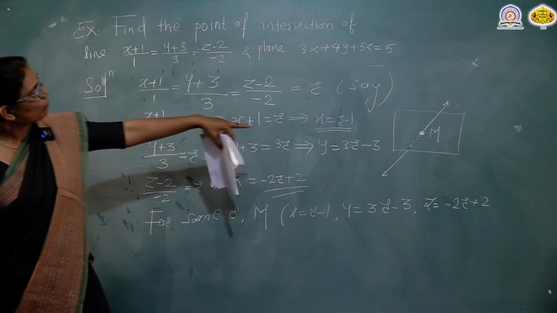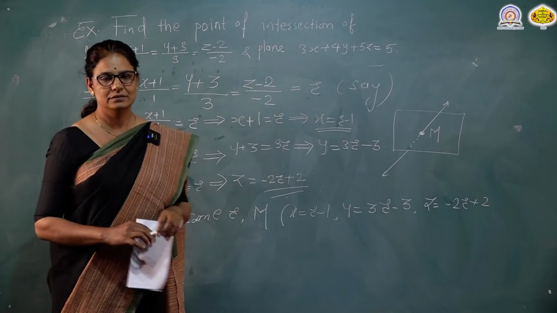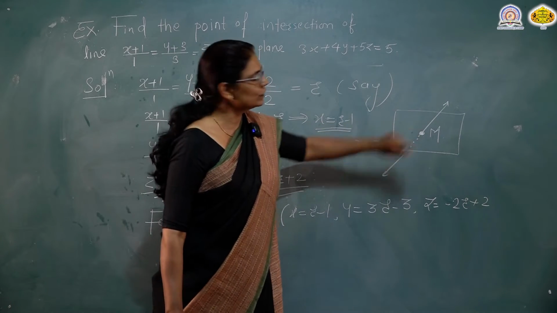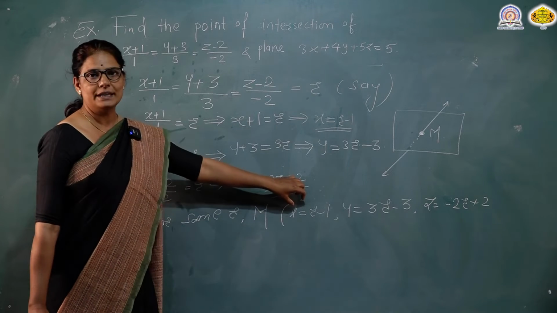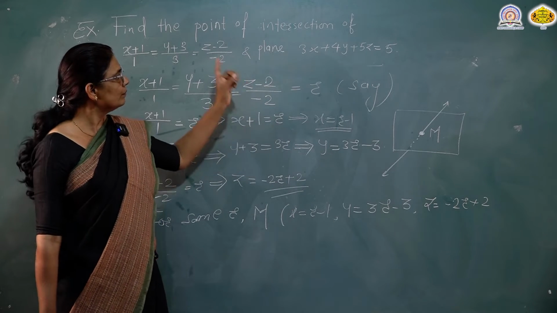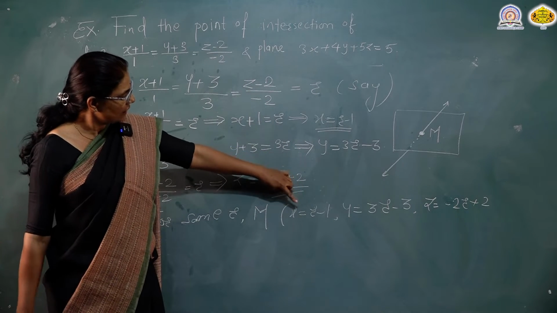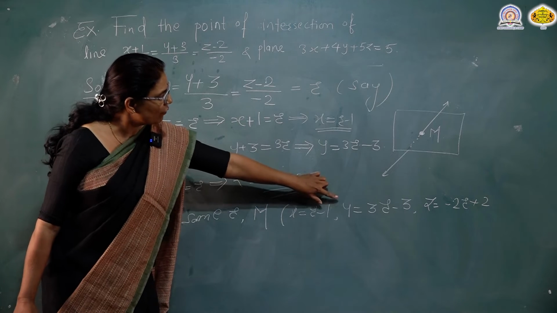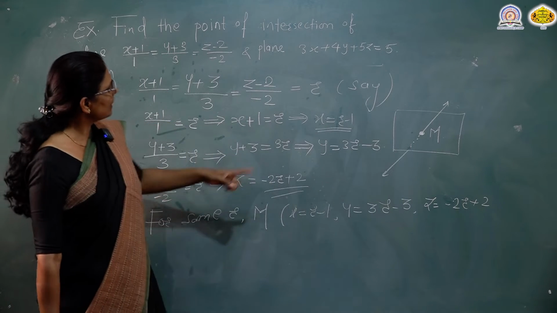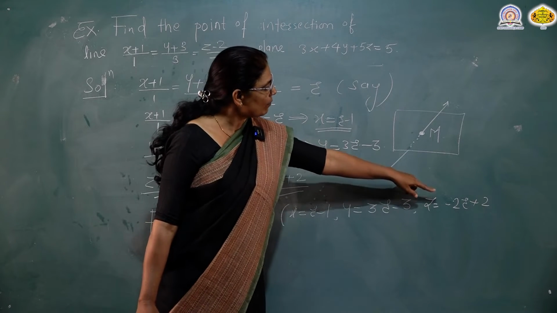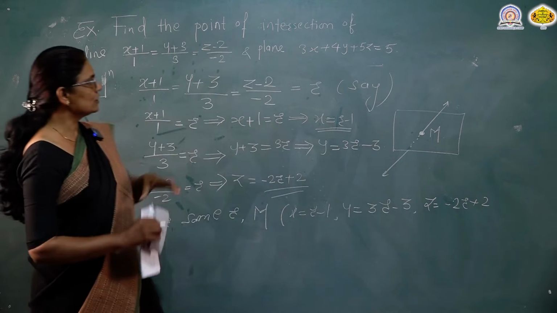Okay, at this point, the point M also lies on the plane. So these coordinates satisfy the equation of the plane. So we substitute here x equals r minus 1, y equals 3r minus 3, and z equals minus 2r plus 2 in the equation of the plane.